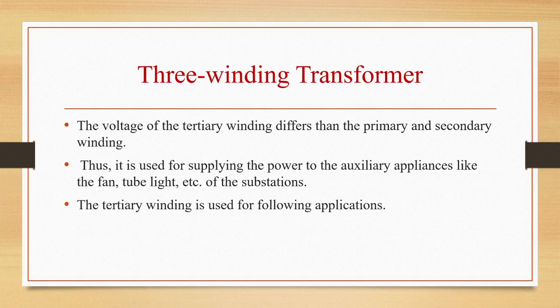The voltage of the tertiary winding differs from the primary and secondary winding. So it is used for supplying power to auxiliary appliances like fans, tube lights, etc. of the substation. So the voltage of the tertiary winding will be different from the voltage of the primary and secondary winding, and it will be used for giving the power supply to the auxiliary appliances like fans and tube lights of substations. The tertiary winding is used for the following applications.